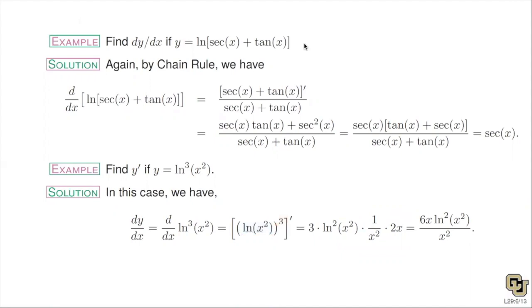So this example is really about the notation and carefully looking at the notation and working through it. And here there's a composition of basically three functions. The x squared is inside the natural log, and that's inside a cube function.